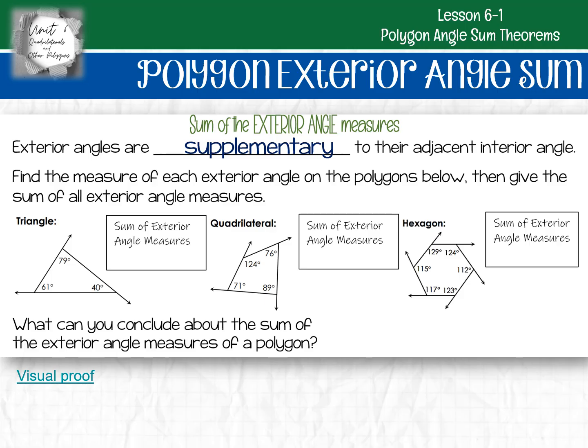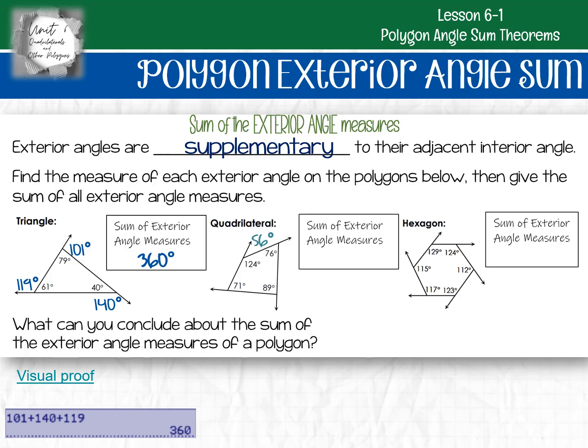Already said that. Find the measure of each exterior angle in the polygon below, then give the sum of all exterior angles. So exterior to 79 is 101. Exterior to the 40 degrees is 140, because you know they add up to 180, right? So the 61 is supplementary to the 119. And if we add all three of those together, we get 360 degrees.